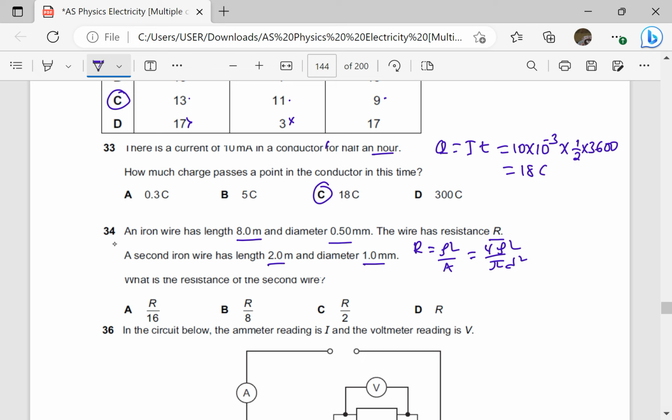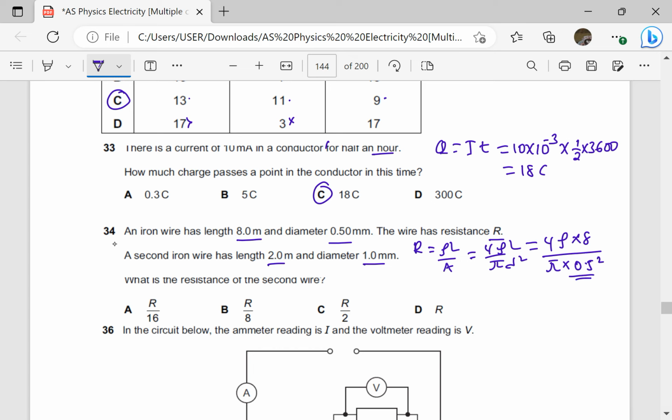Okay, let me substitute the values here. This will be equal to 4 times resistivity rho times the length, which is 8, divided by pi. The diameter has been given as 0.5 squared. I will not convert the units for diameter because I know I'm going to divide these equations.